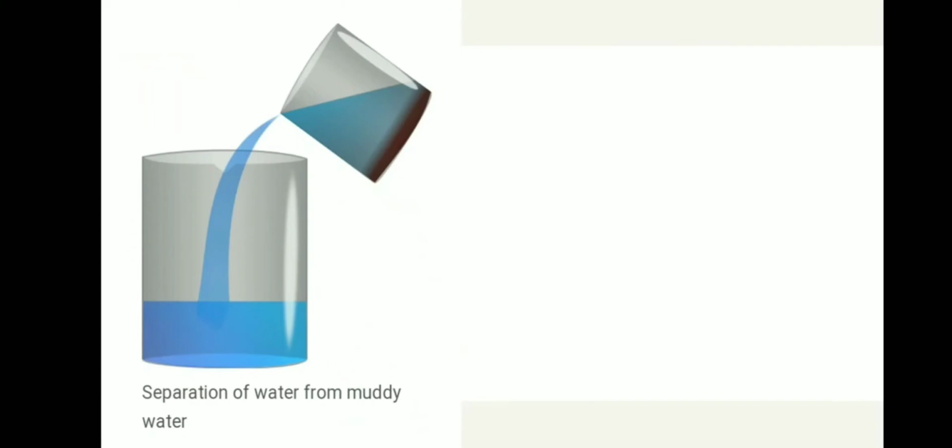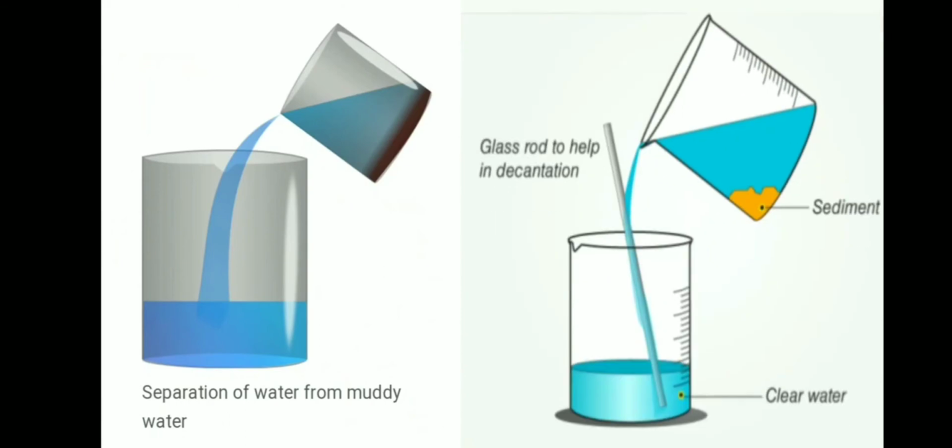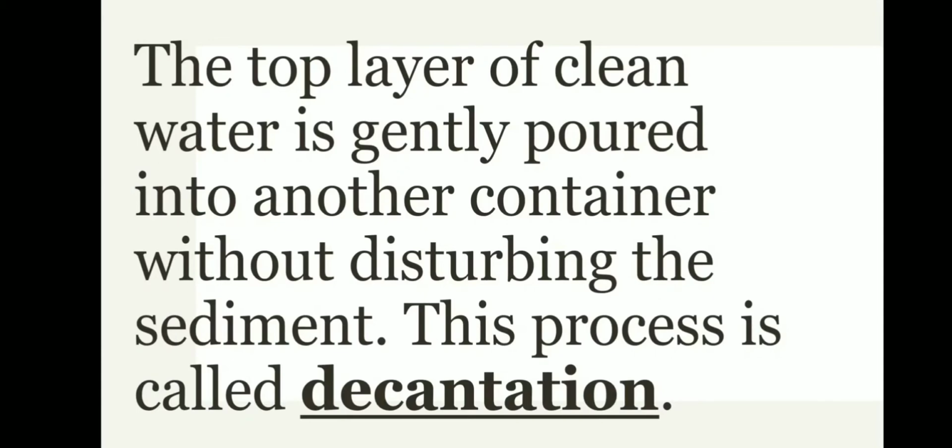Now let us see the method which follows sedimentation, which is decantation. Separation of water from muddy water. You can see here the sediments which have settled down and the supernatant liquid. The clear liquid is gently poured into another container. See here the sediment lying there, and with the help of a glass rod, the clear supernatant liquid is poured into another beaker. This process is known as decantation. The top layer of clean water is gently poured into another container without disturbing the sediment. This process is called decantation.